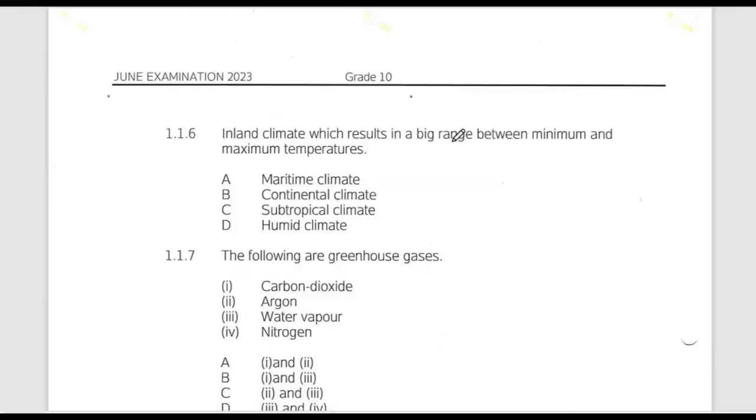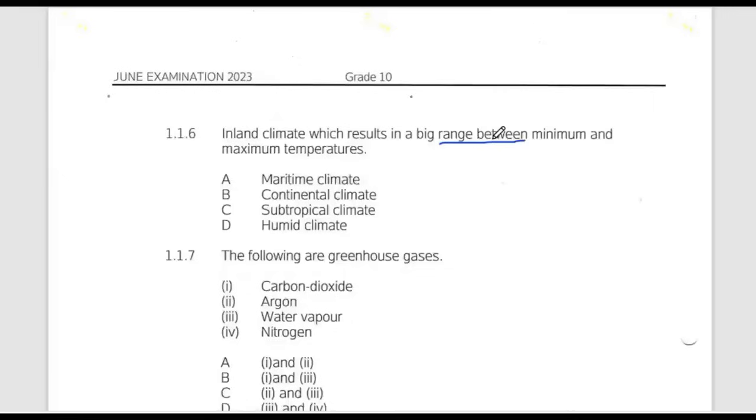And we are talking about a big range here. The range, we are looking at the difference between maximum temperature and minimum temperature. We are saying there's a wide gap between the maximum and the minimum that is possibly recorded in those places. What kind of a climatic situation is that?